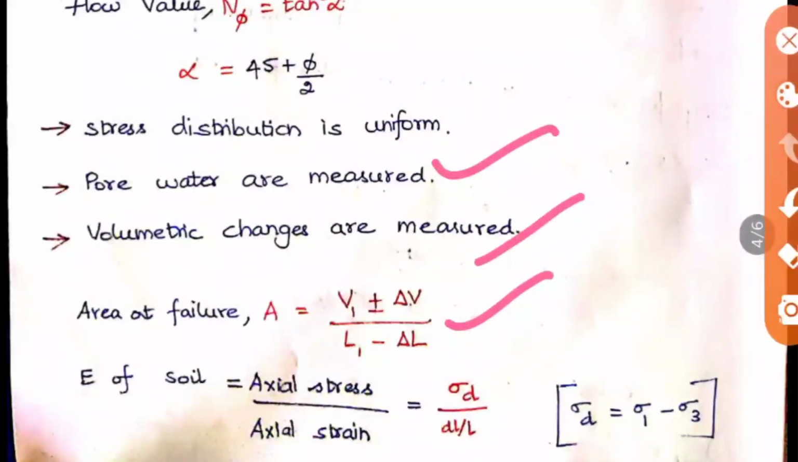And E, the elasticity modulus of the soil, can be found out by axial stress by axial strain, that is sigma D, the deviator stress, by dL by L, where sigma D is also said before, no, so it is the difference between the major principal stress and minor principal stress.